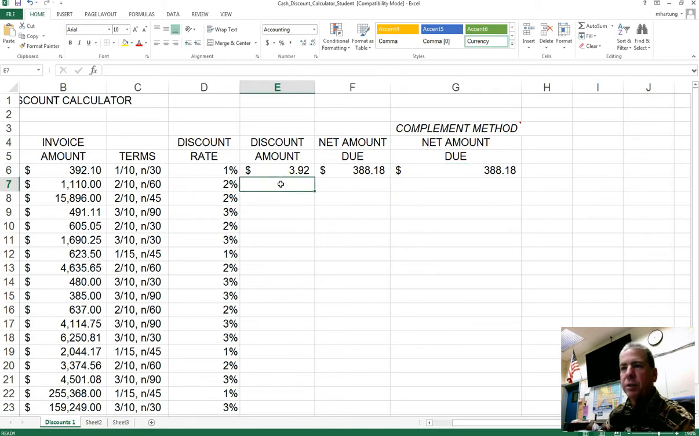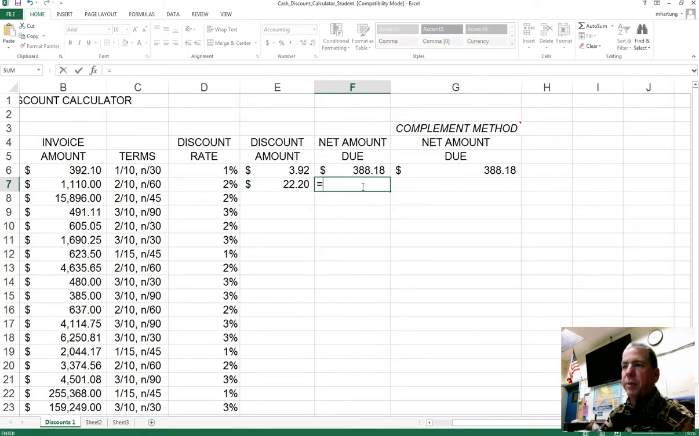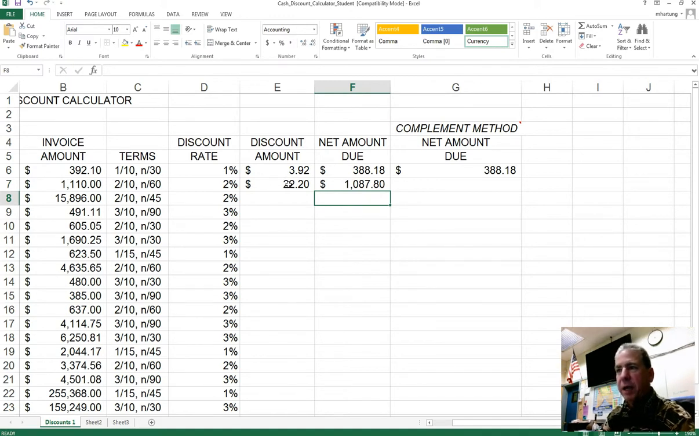Let's try line 2. The discount amount, we've got a 2% discount, so we can take 2% of the invoice amount. There's our discount. And now we'll calculate the net amount due. The invoice amount minus the discount. And so the amount that the buyer must pay now is $1,087.80.